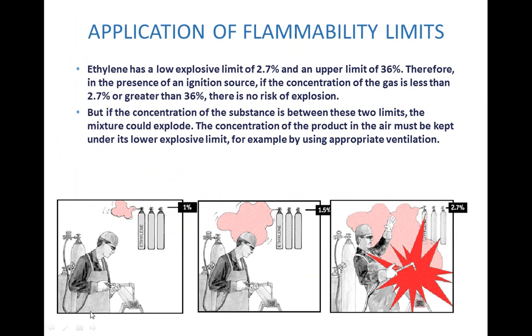A very good example to show the application of flammability limits is on this slide shown with ethylene. Ethylene has a low explosive limit of 2.7 and an upper limit of 36%. Therefore, in the presence of an ignition source, if the concentration of the gas is less than 2.7 or greater than 36%, there is no risk of explosion. However, if the concentration of the substance is between these two limits, the mixture could explode.